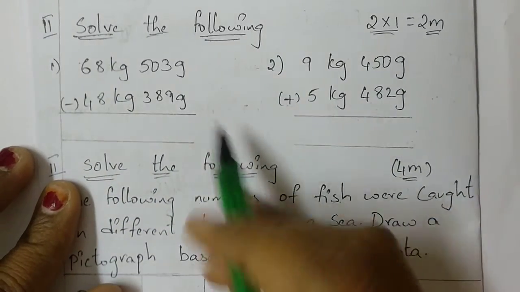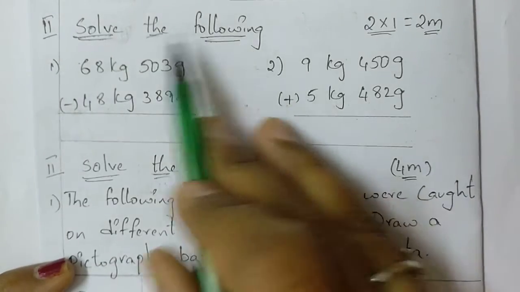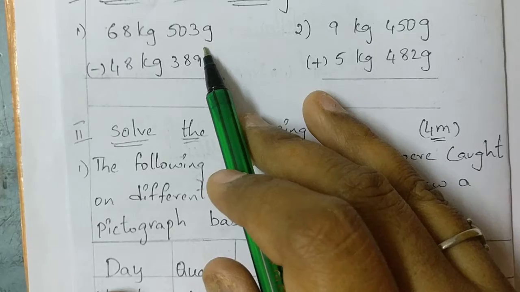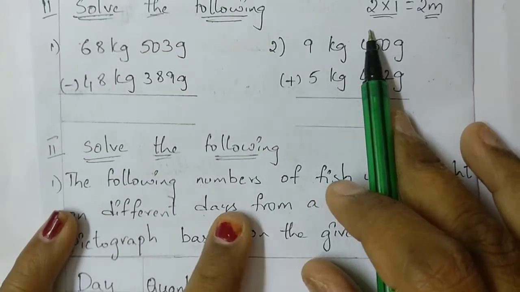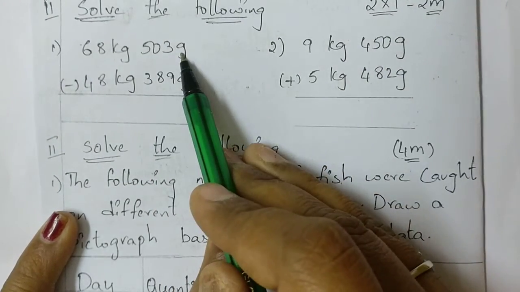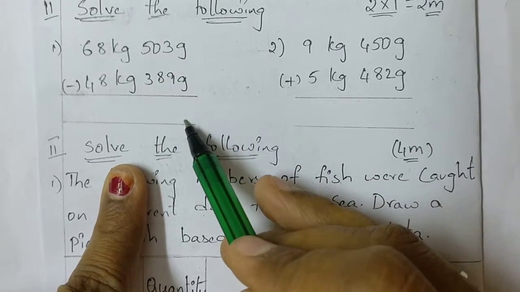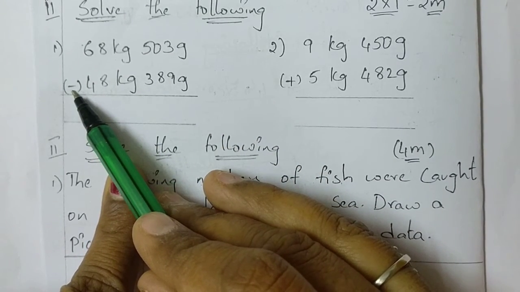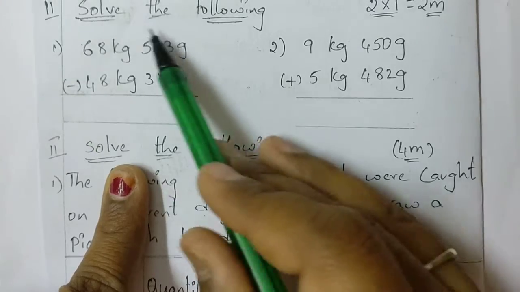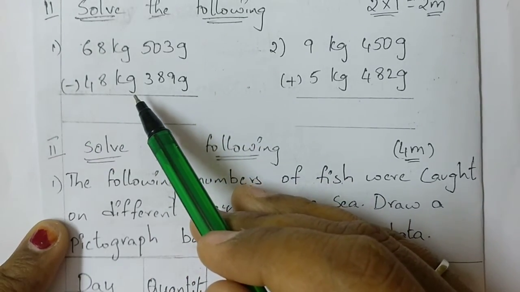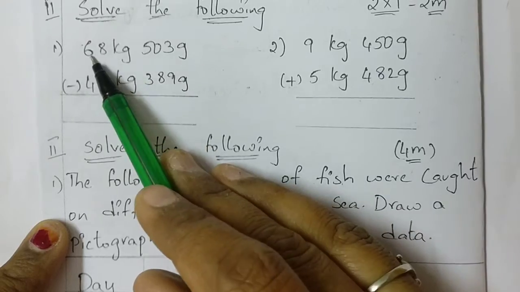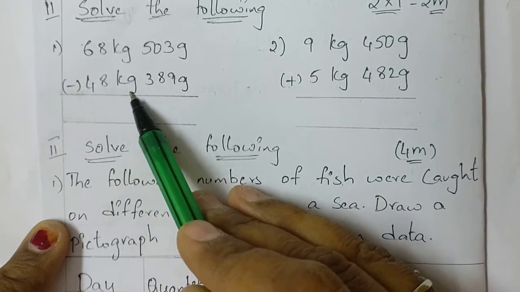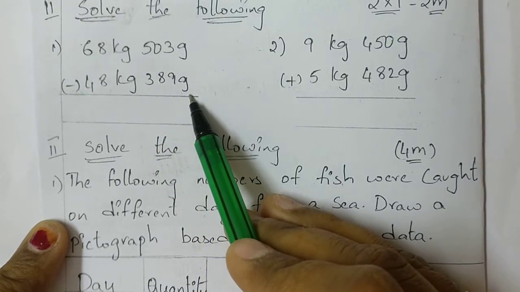See the second Roman. Solve the following. Here they have given one sum for you, Nana. See these numbers they have given in kgs and grams. So first grams means here also grams. So what is the symbol they have given here? Minus. So what we have to do? We have to subtract the number. Okay. See 68 kgs 503 grams minus 48 kgs 389 grams.